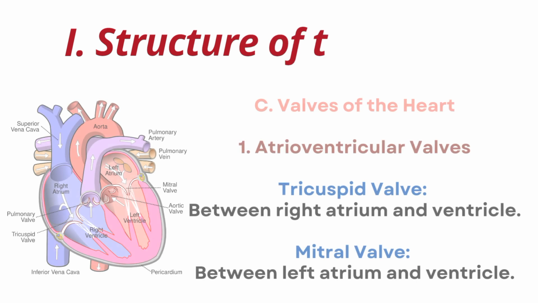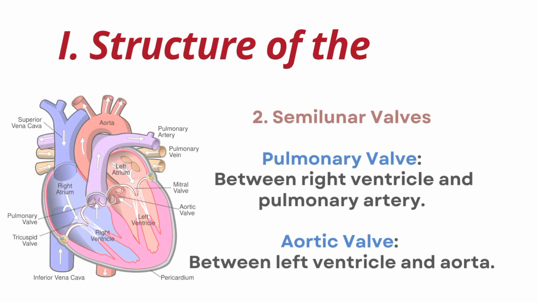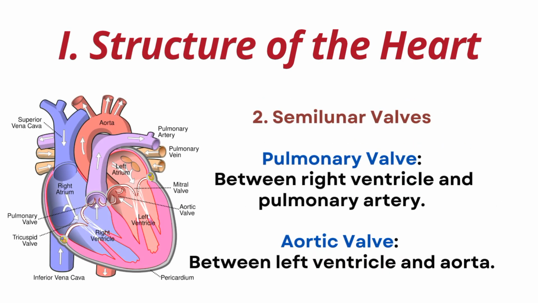Valves of the heart. 1. Atrioventricular valves. Tricuspid valve, between right atrium and ventricle. Mitral valve, between left atrium and ventricle. 2. Semilunar valves. Pulmonary valve, between right ventricle and pulmonary artery. Aortic valve, between left ventricle and aorta.